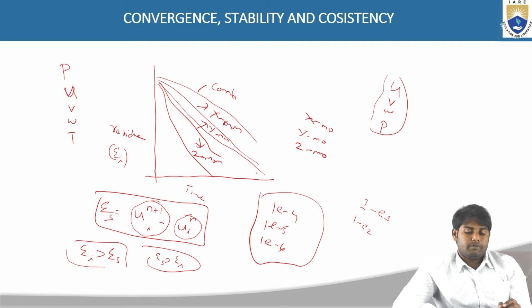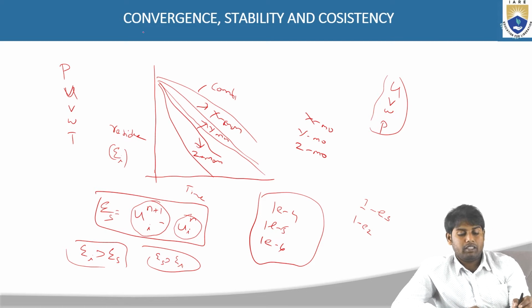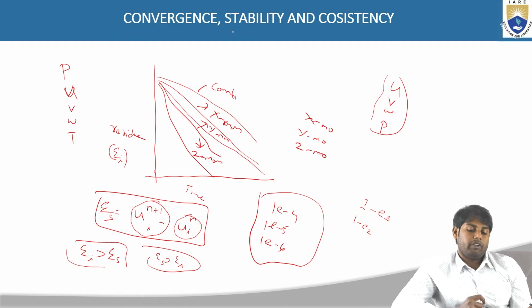Okay, so now basically what we have seen is convergence. The important thing is before the convergence: when we are taking a particular numerical scheme, we need to see the consistency and stability. So let us see what consistency is.